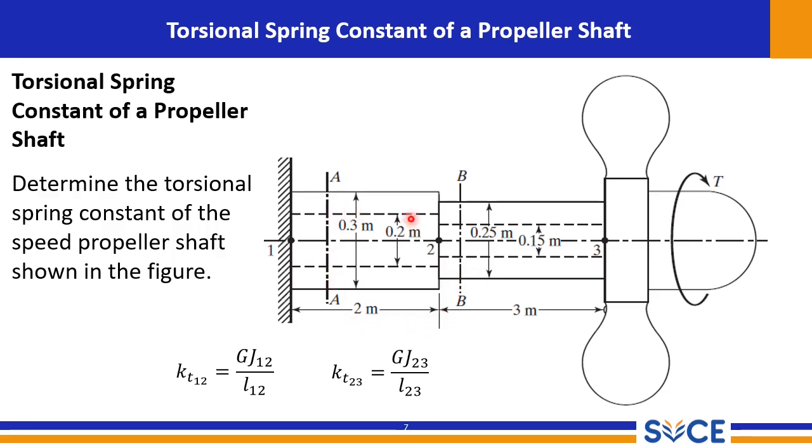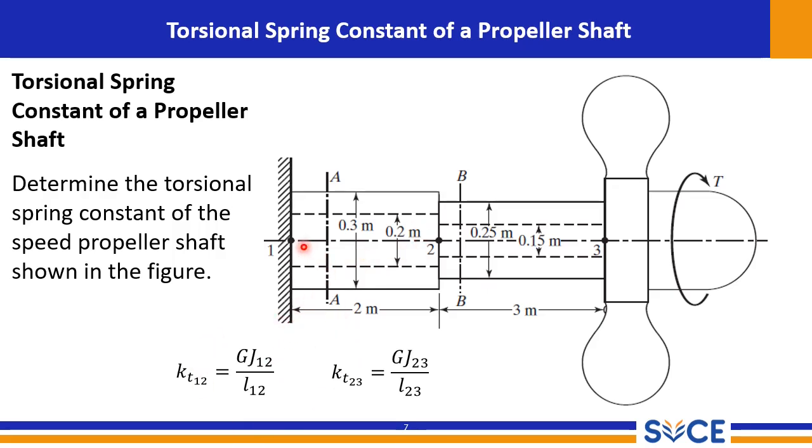We have a propeller shaft that is fixed at one end, represented by this wall. It is made up of two distinct sections. Each section is going to be represented numerically: the first section as 1, 2, and the second section as 2, 3. Each section has its own geometry and material property, which will influence its torsional stiffness.